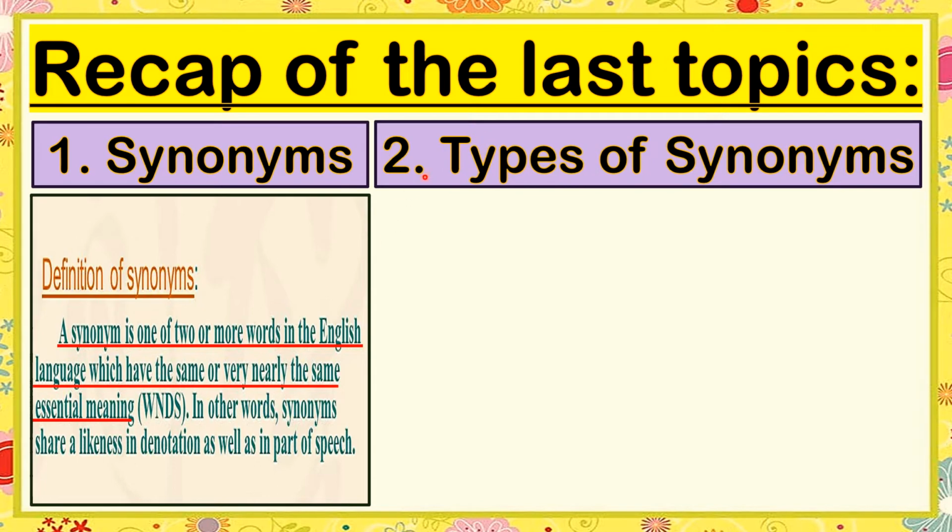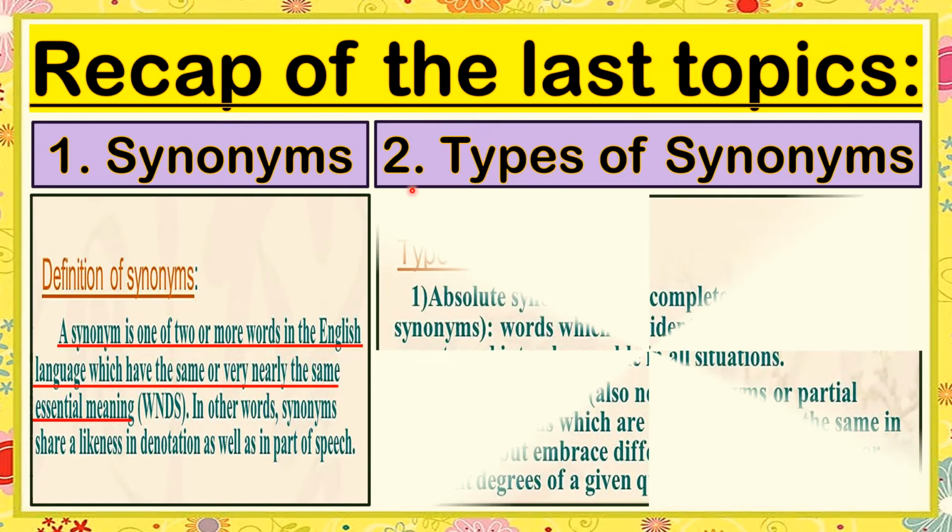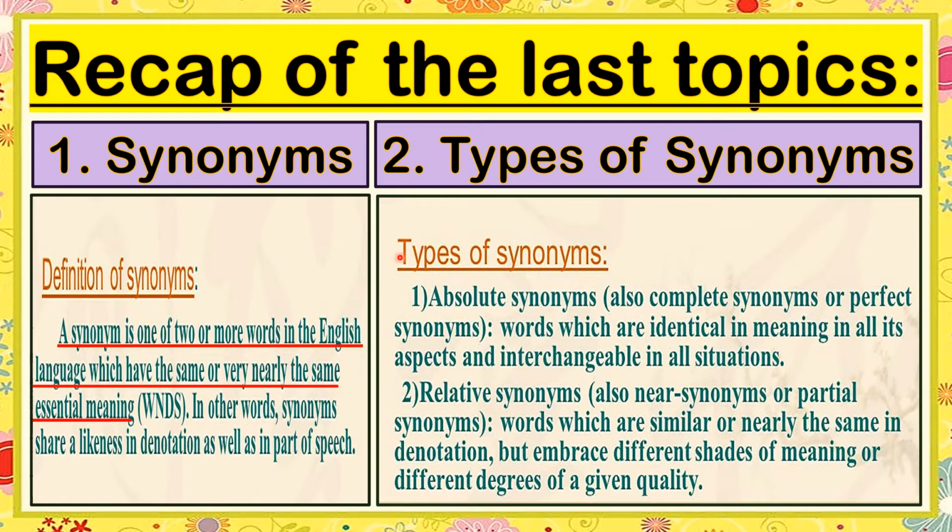The second topic that we have discussed is about the types of synonyms. So, class, there are many types of synonyms, but we only discussed two types, which are, first, the absolute synonyms, and the second one, relative synonyms. So when we say absolute synonyms, it means also complete synonyms or perfect synonyms, like words which are identical in meaning in all its aspects and interchangeable in all situations. The second one is relative synonym, also near synonyms or partial synonyms, words which are similar or nearly the same in denotation, but embrace different shades of meaning or different degrees of a given quality.